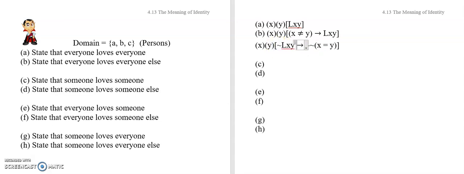And so you might have been thinking about it like this: for all x and for all y, if it's not the case that x loves y, then x is identical with y. So if x doesn't love y, then they're identical. And these are logically equivalent, so they're both equally good as solutions. I wanted to point that out.